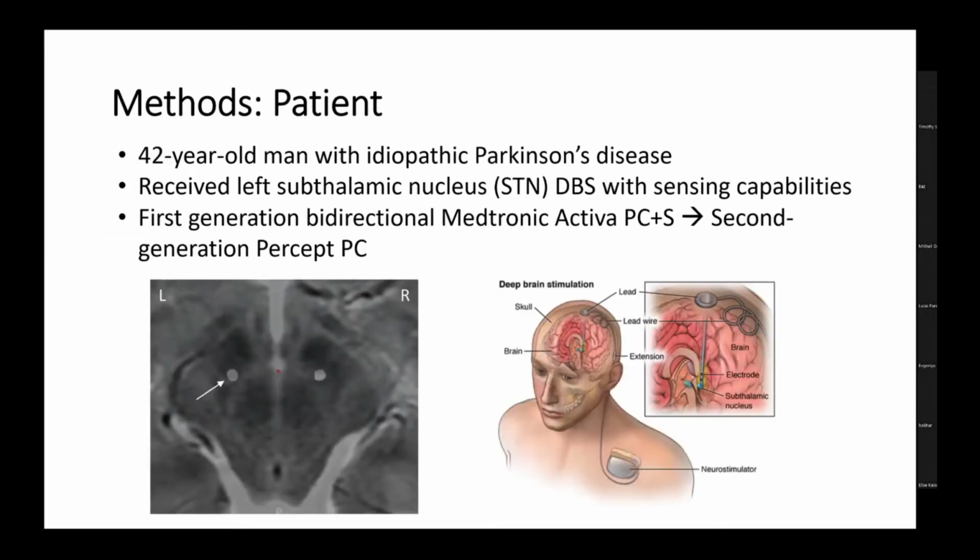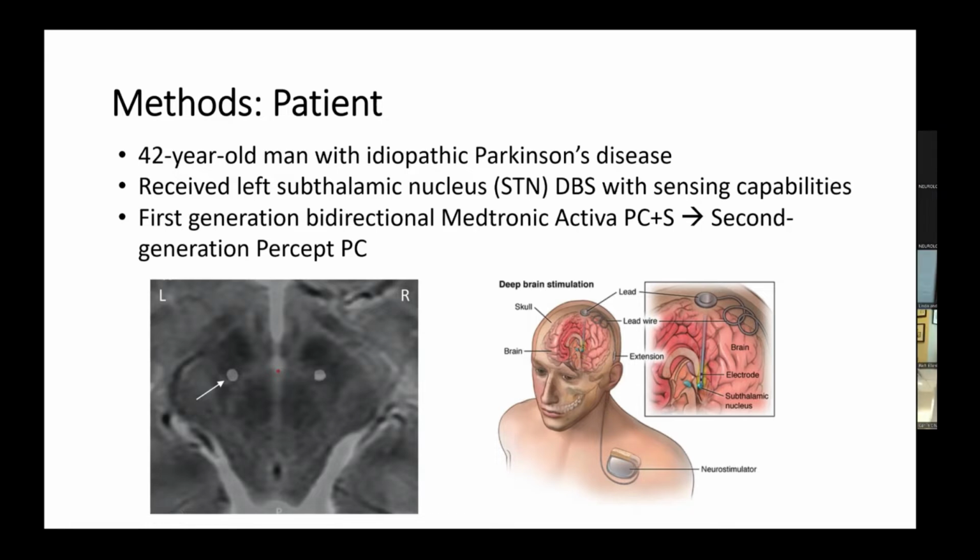So for this work, I focused on one patient, a 42-year-old man with idiopathic Parkinson's, who received left-sided subthalamic nucleus DBS with sensing capabilities. That's shown here in this axial T2 cut through the level of the subthalamic nucleus. Left is left and right is right in this planning software. We can see the STN, identifiable as this T2 hypointense structure, with the lead in place. He also received right-sided DBS without sensing capabilities.